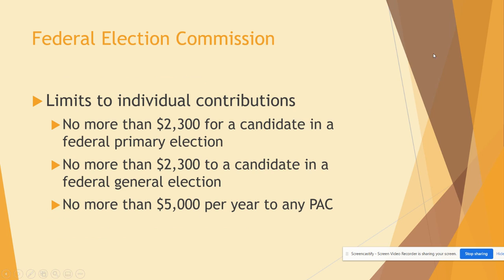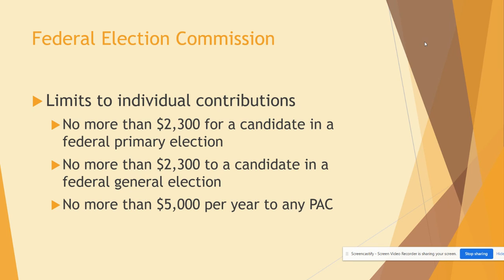All right, so here are the limits to individual contributions. In a primary election, a single person is not allowed to give more than $2,300 to one candidate. And then in the general election, no one is allowed to give more than $2,300 again to a candidate running. You're also not allowed to give more than $5,000 per year to any political action committee. Again, any interest group that's going to spend money on campaigns, you're not allowed to give more than that.